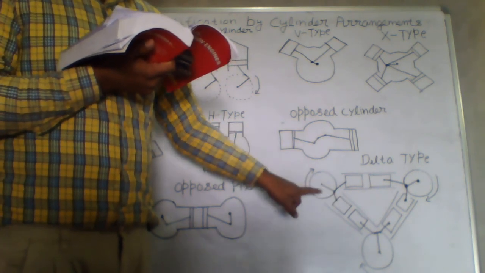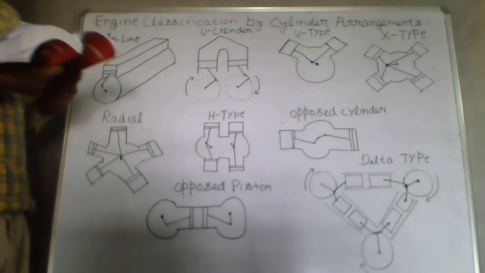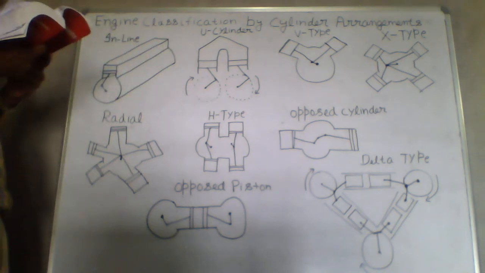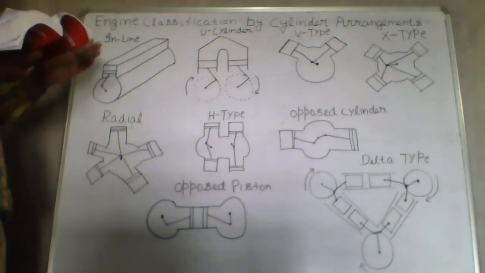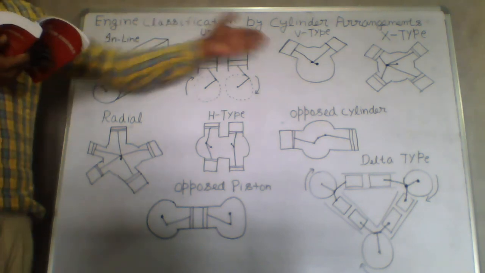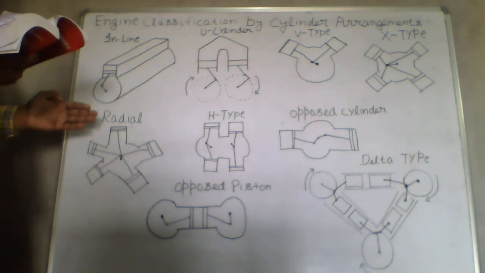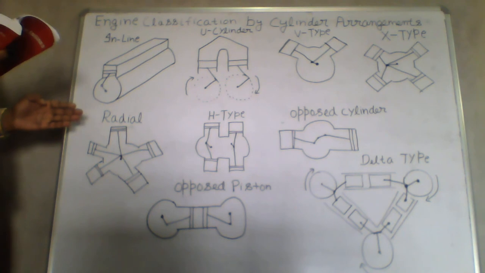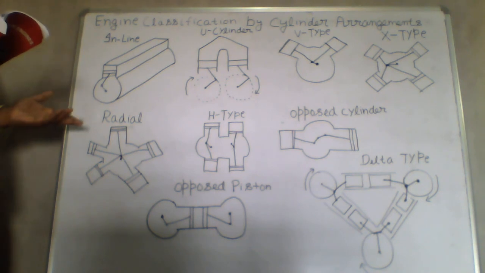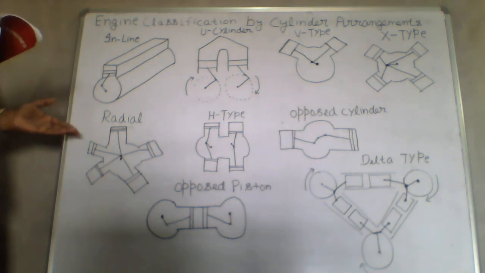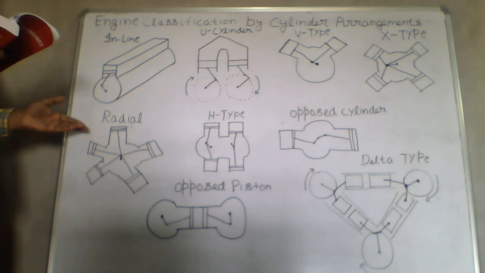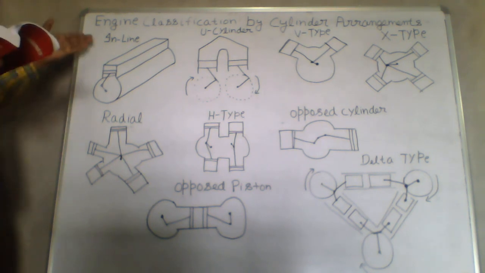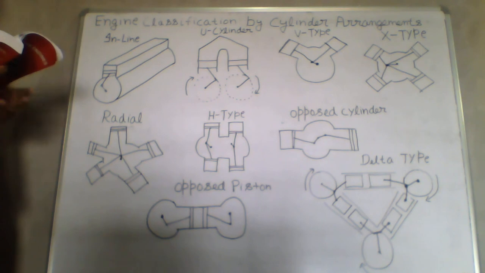In general, automobile or general purpose engines utilize the inline and V-type configuration or arrangement. Mostly we use inline or V-type configurations. The radial engine was used widely in medium and large aircraft. Now we don't use radial type engines. Nowadays we use gas turbines. So this is the classification of cylinders by arrangements.